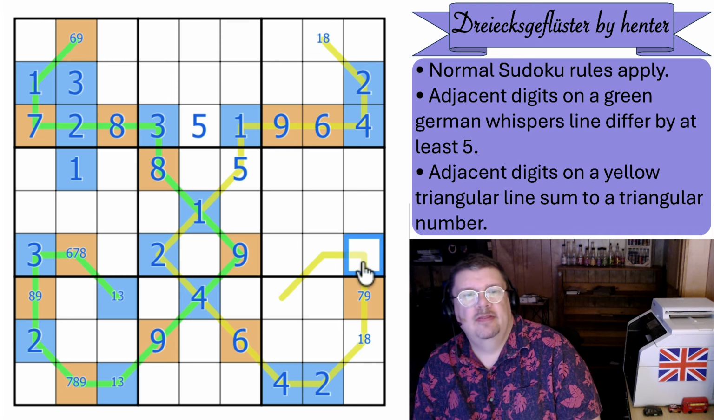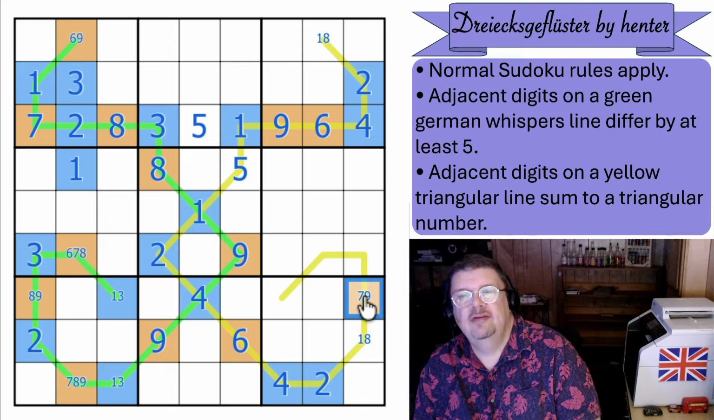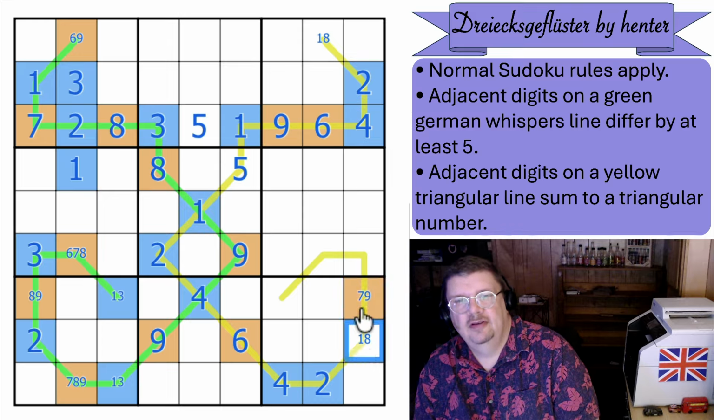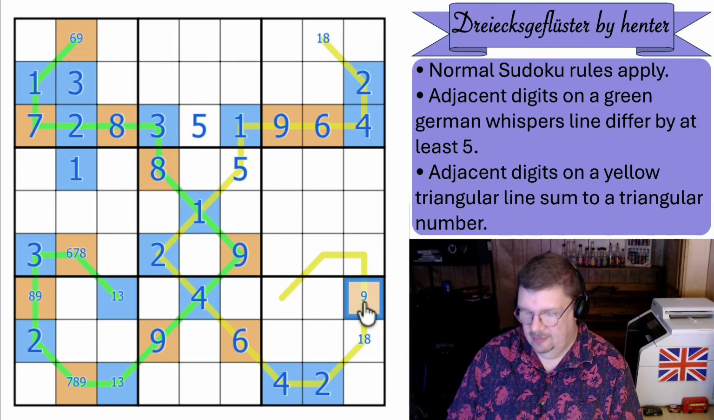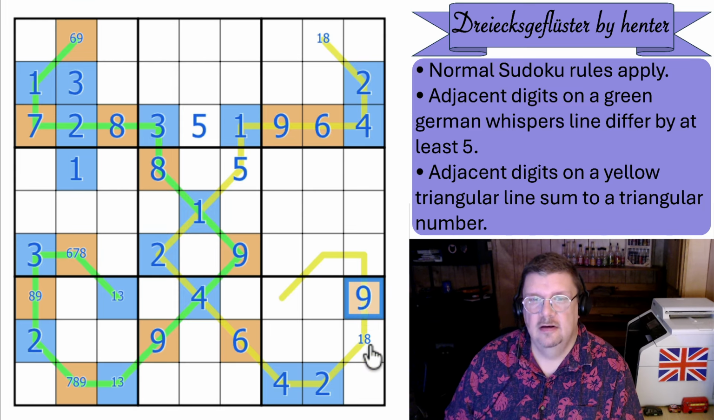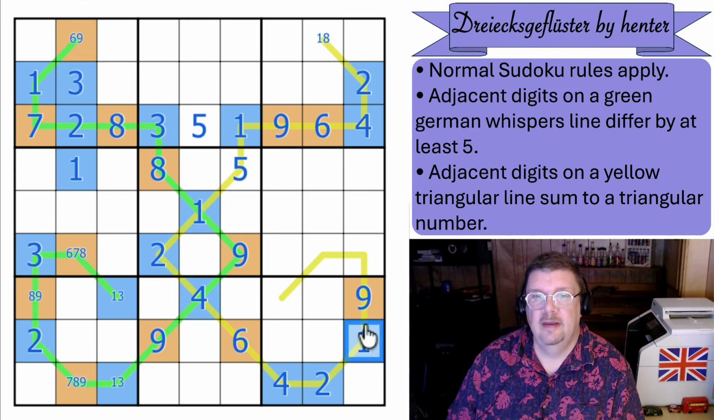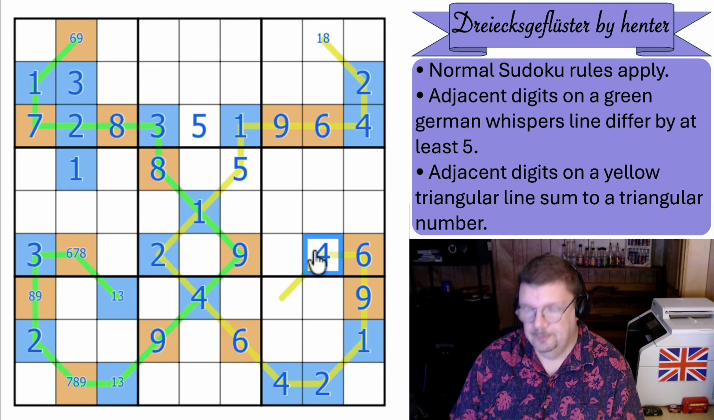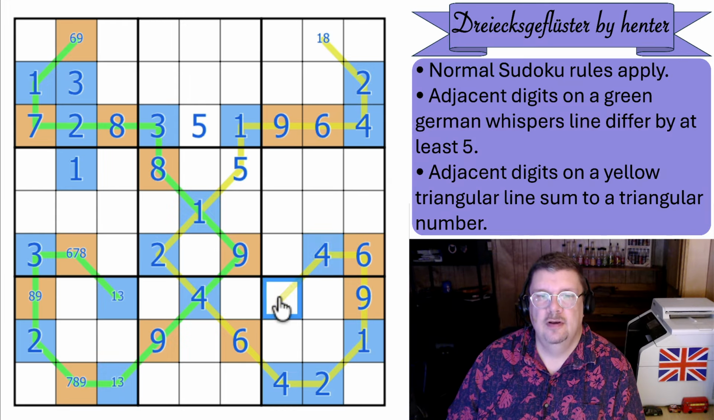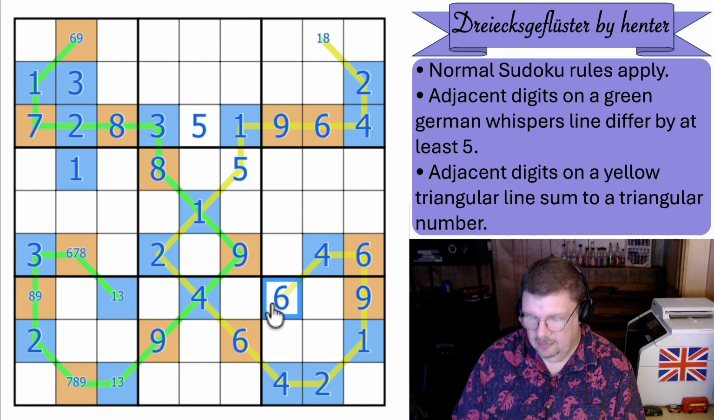Okay, that can't be a 3 by Sudoku, but if that's 7, the only reason that can be a 7 is if this is an 8, and I can't repeat an 8 in the column. So that can't be a 7. That makes that a 9. 9 has to go with the 1 there, and then the other digit 9 goes with is a 6. 6 goes with 4 or 2, and it's not a 2, so that's a 4. And then 4 goes with 2 or 6, and it can't be a 2, so that is a 6.